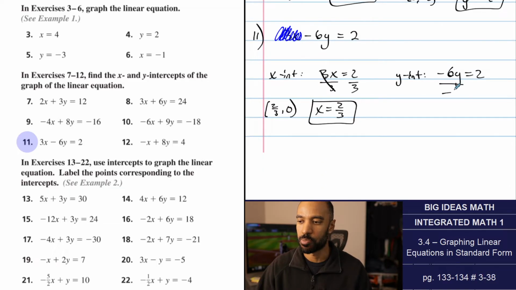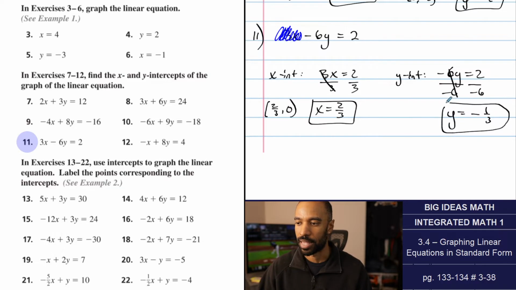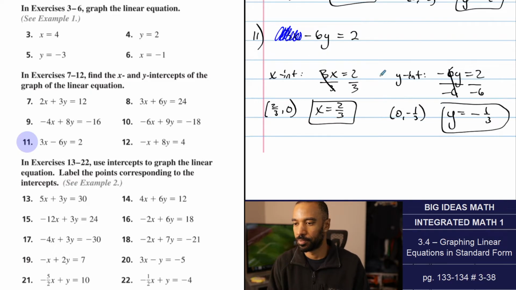Anyway, we divide both sides by negative 6, and that's obviously the big change on this. And this reduces to negative 1/3. And that's how we can write that one. So this is a y-intercept of (0, negative 1/3), like so.